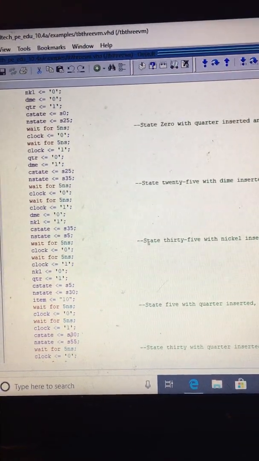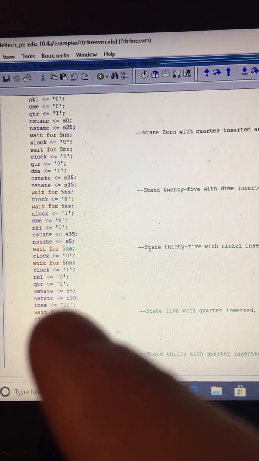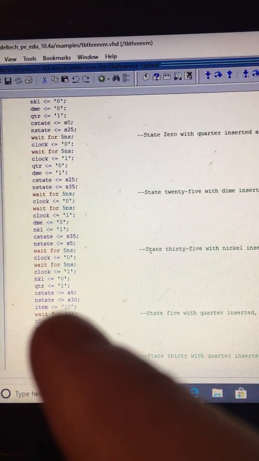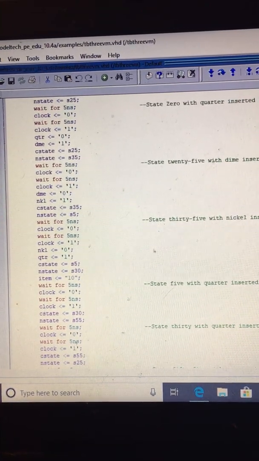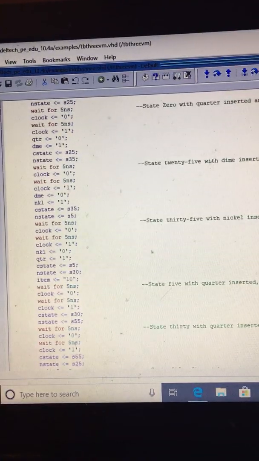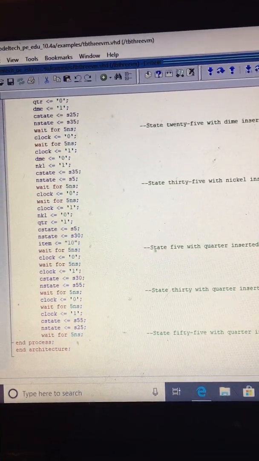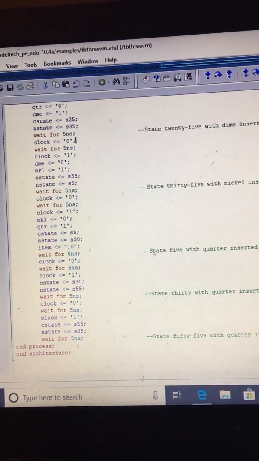And the item is being changed to 1, 0, which is item 2. And at the next rising edge, a quarter is being inserted again, so the next state will be state 55. And at the next rising edge, a quarter is being inserted, so the next state is state 25.